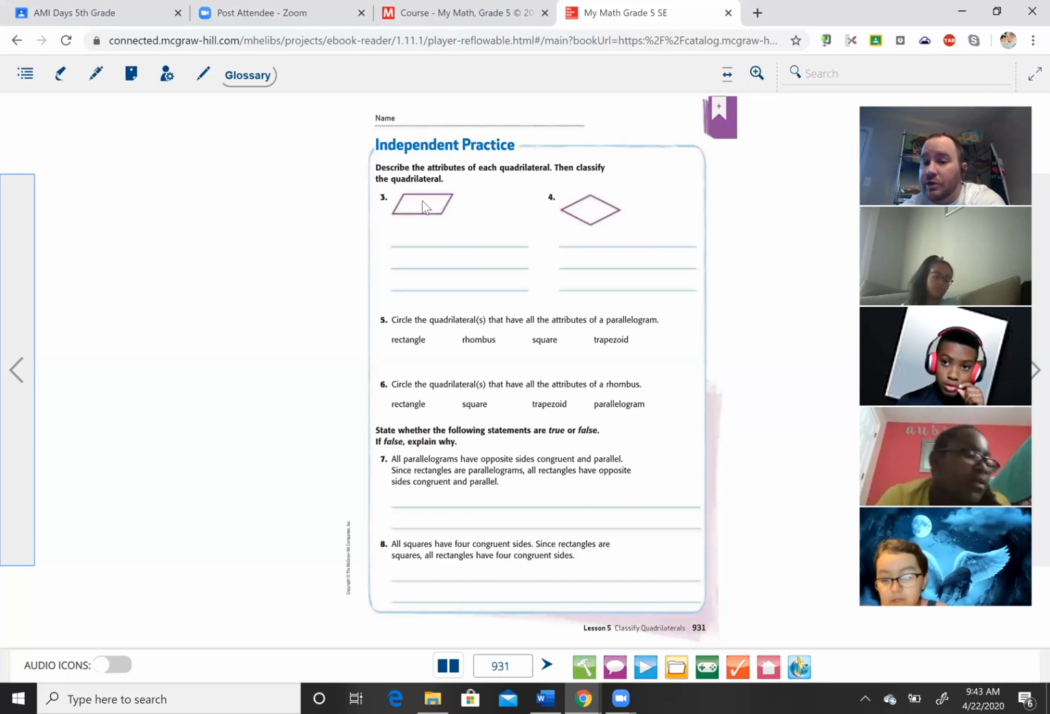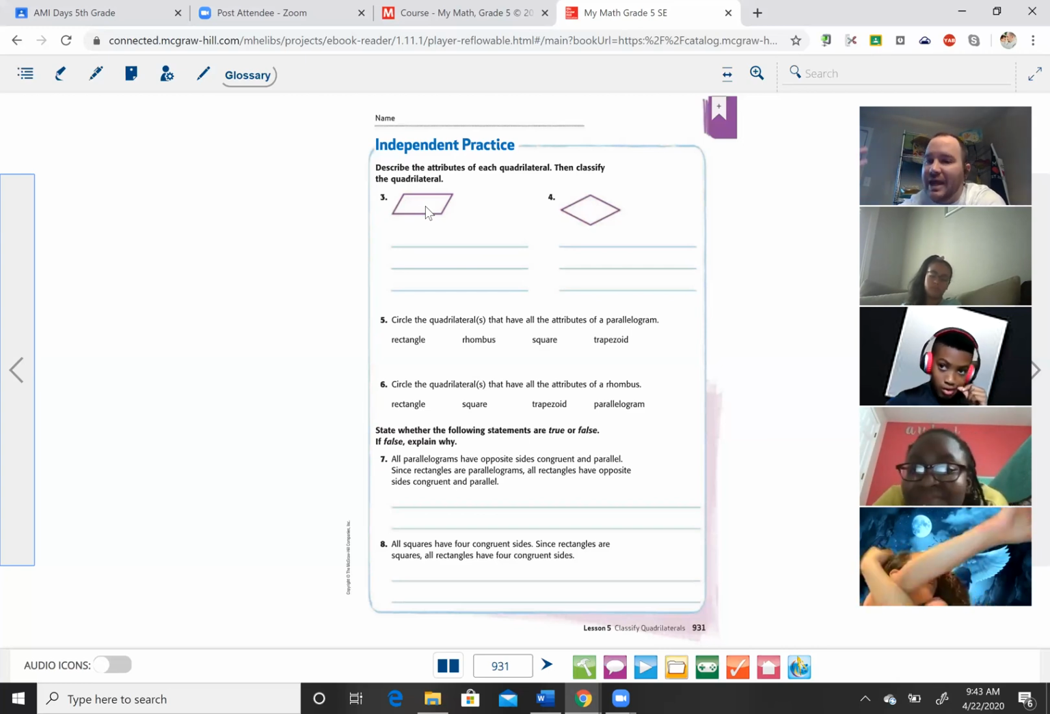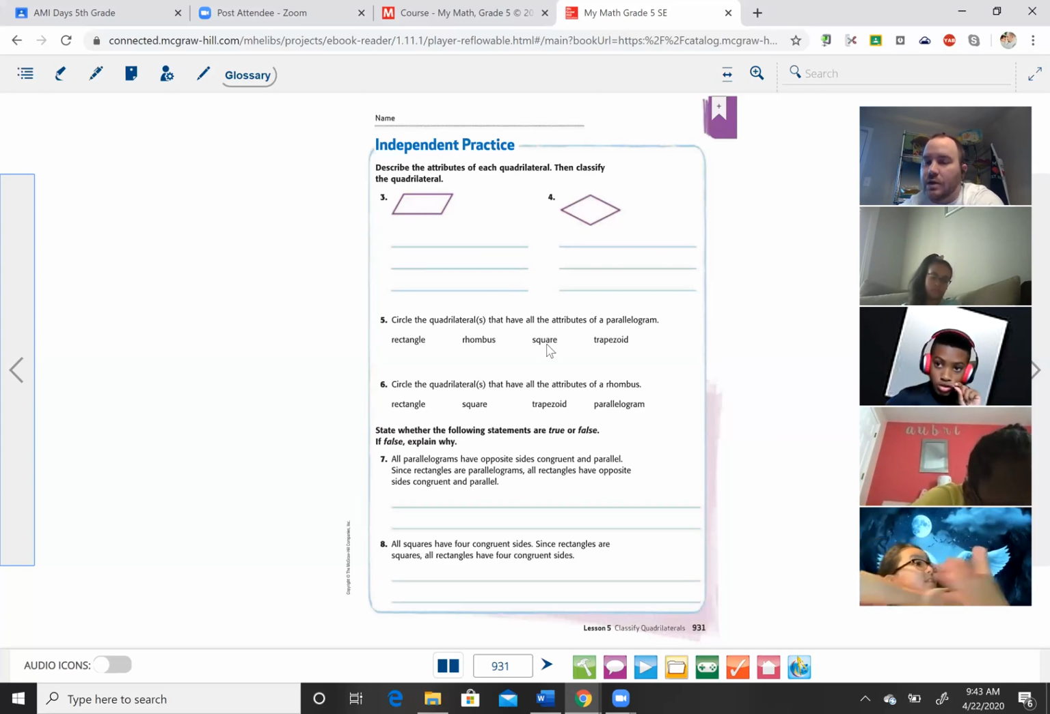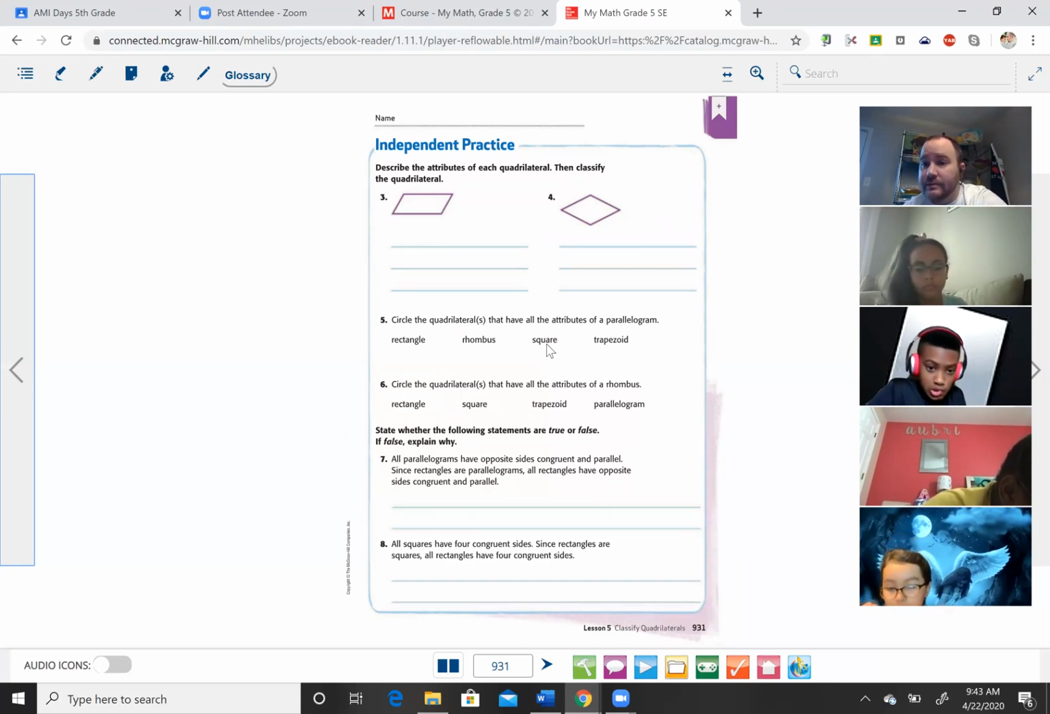So basically, if you know what this shape is, try to use math terms to describe it. If you're struggling with it, that chart is still going to be your best friend, okay? And then 5 and 6, you're going to circle the quadrilaterals that make sense, okay? Remember, that chart is there for you. Use that as your reference point always, okay?